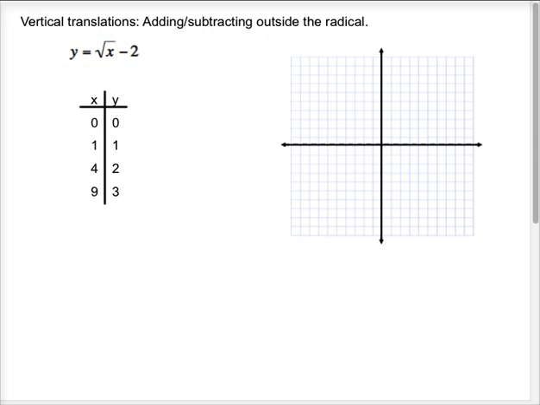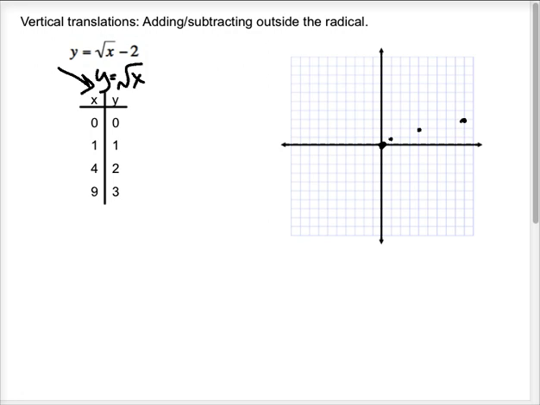So here we have square root of x minus 2. Now again, what I've done is I've given you the basic table right here. This is for the basic y equals square root of x. We start with our parent function. All right, so 0, 0, 1, 1, 4, 2, 9, 3.